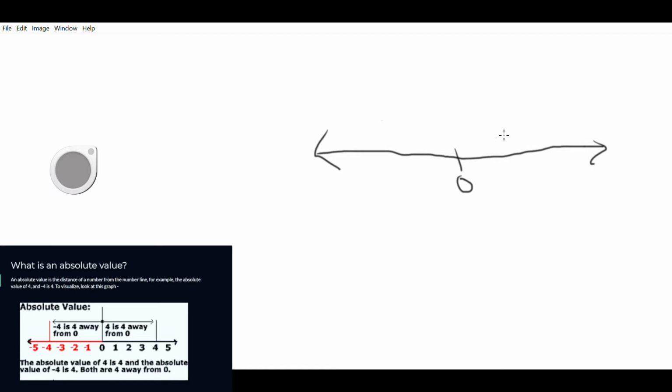So what two numbers have a distance of 4 from 0? Well, negative 4 and 4 do, since you have to add 4 to get to 0 from negative 4, and you have to subtract 4 from 4 to get to 0. So absolute values are usually written like such.